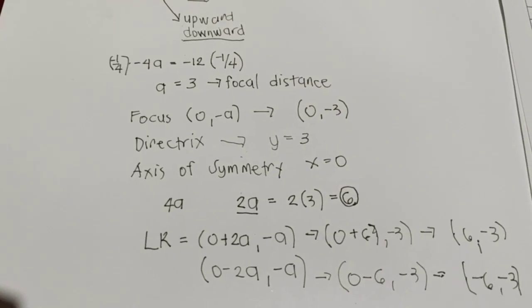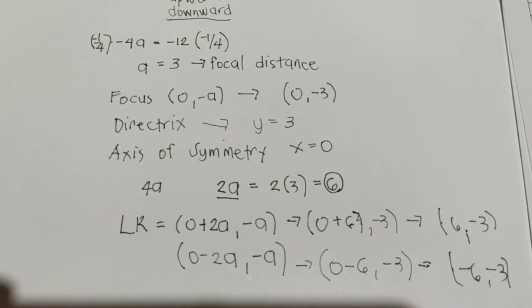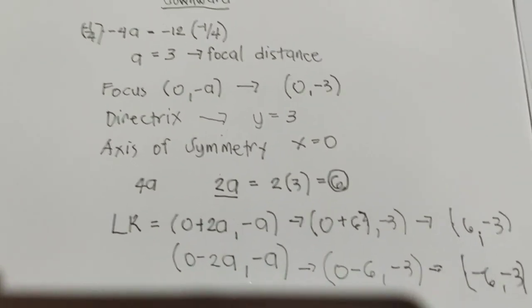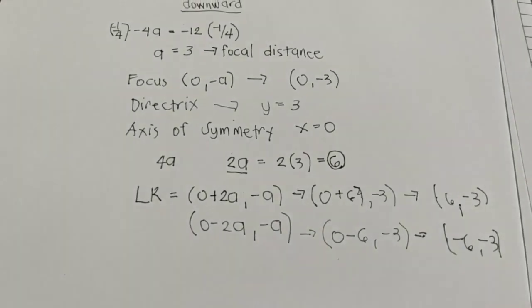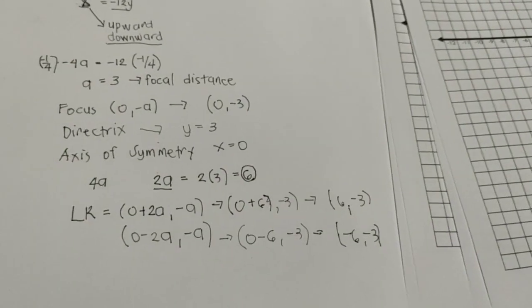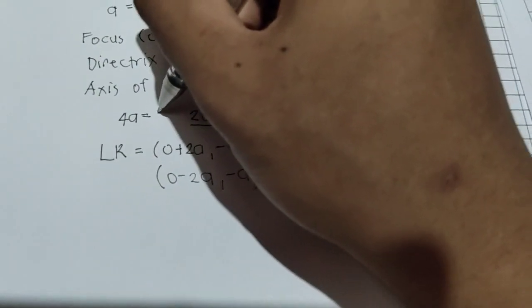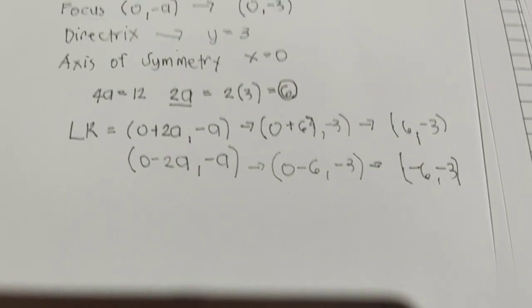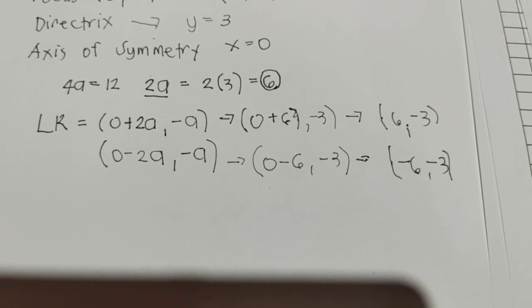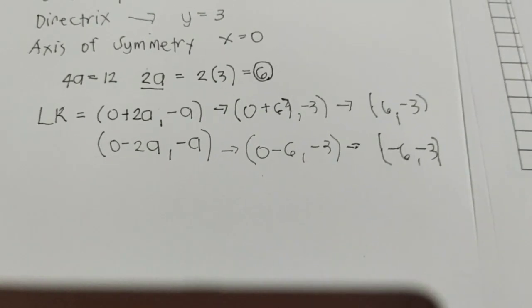So the focus of this parabola is (0, negative 3). The directrix is y is equal to 3. The axis of symmetry is x is equal to 0. The length of the latus rectum is 4a, which is equal to 4 times 3, that is 12. And the endpoints of the latus rectum are (6, negative 3) and (negative 6, negative 3).